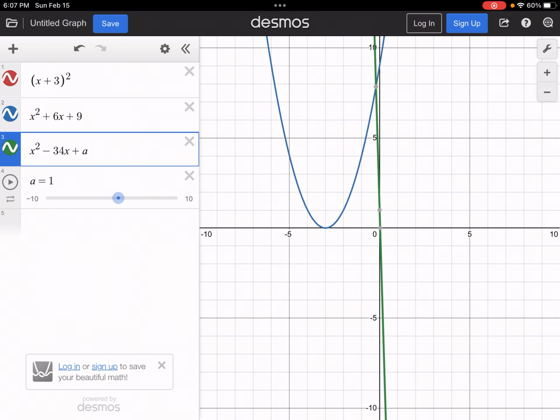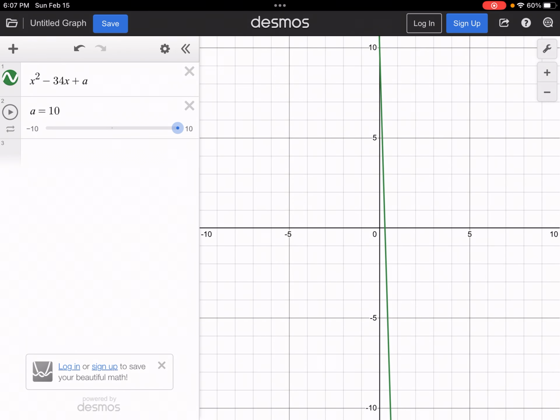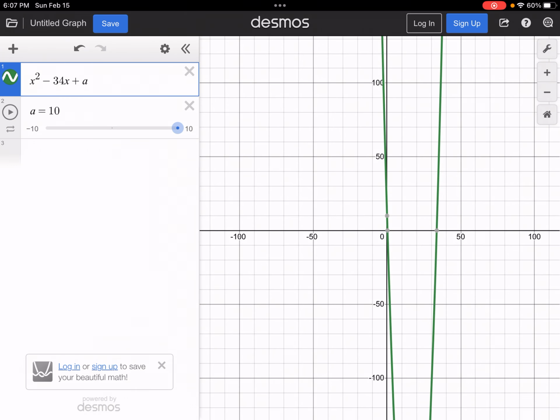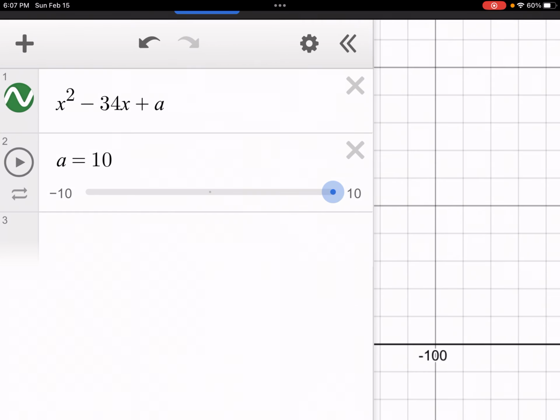We could try to add a slider. And you can kind of see that there is a graph there, but I can't really see it. So I'm going to zoom out. And I'm going to see, oh, man, that's going to have to go up a lot. So we're going to use that same skill that we talked about with the x squared plus 6x plus 9. And I'm going to try this out.